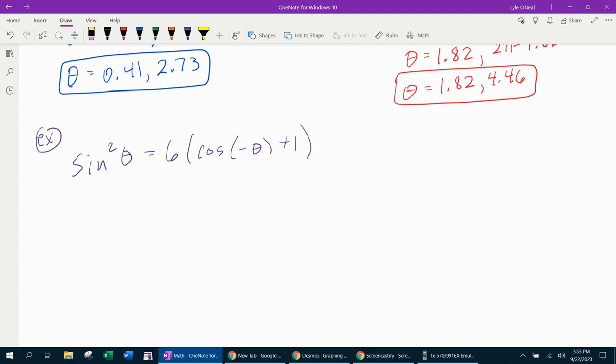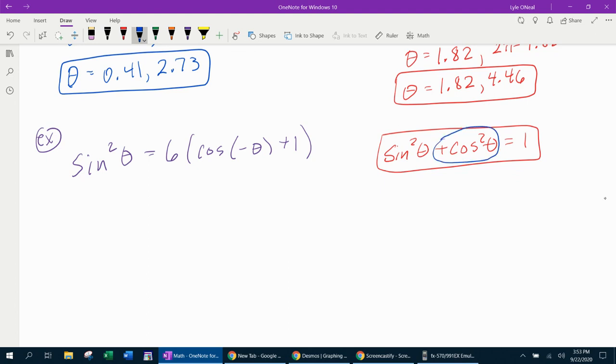And so here's the first thing we're going to use to deal with the issues we have. Sine squared theta plus cosine squared theta equals 1. That is one of our Pythagorean identities. And what I'm going to do is take the cosine squared theta to the other side so that I can isolate the sine squared theta. And what that's going to do is give me something that I can substitute for sine squared theta and put the equation in terms of cosine only.